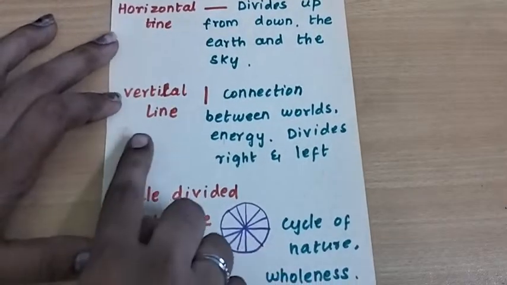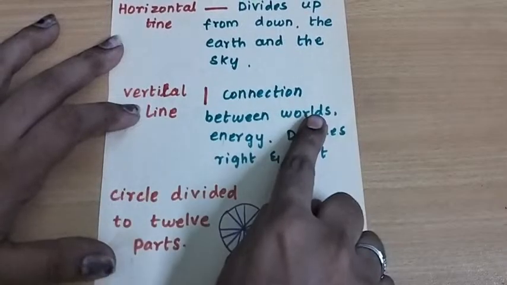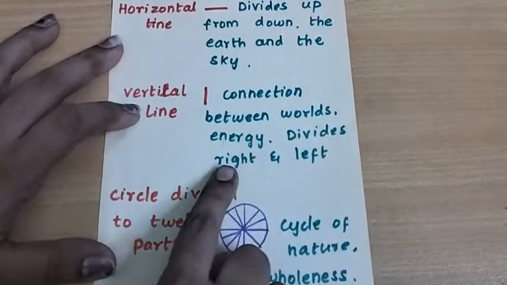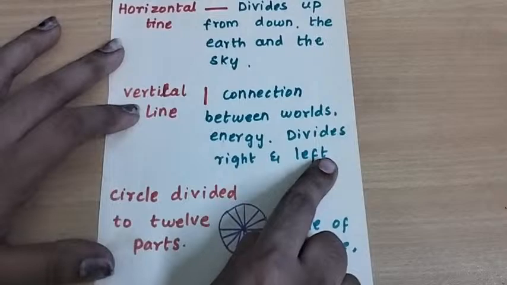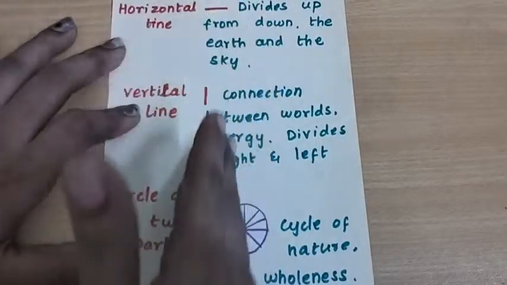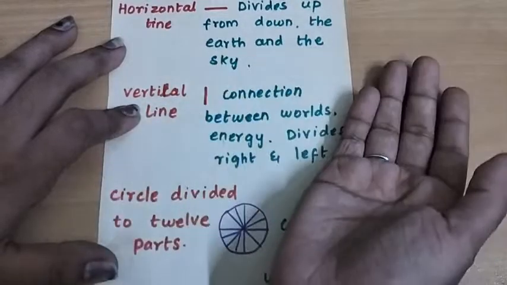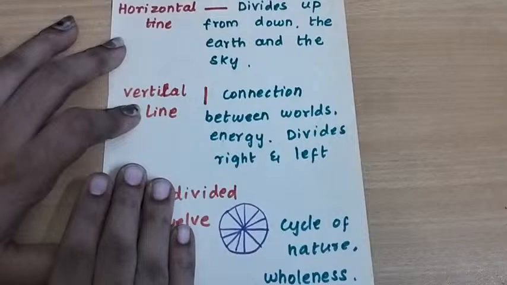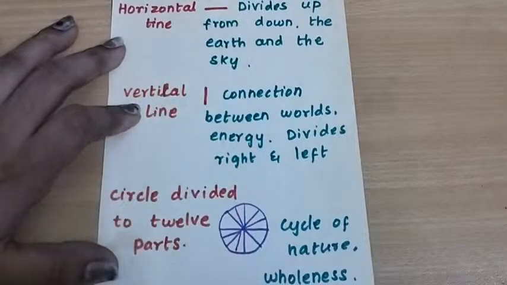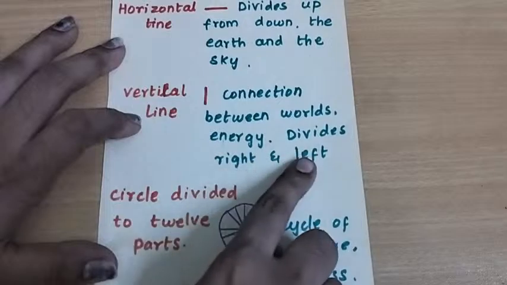Next is your vertical line. The vertical line is the connection between worlds and energy, and it divides right and left. See, normally while you are writing something, you will be drawing a center vertical line. In the sense that it divides the right part from the left part. So we are dividing it into two. The same way, they are telling that it divides right and left.